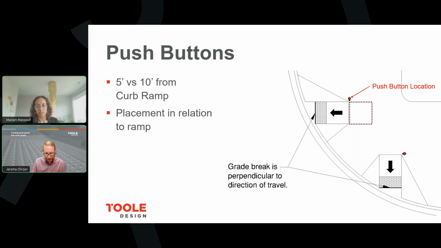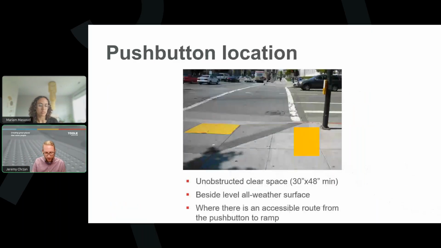So this is just illustrating you have that landing, and tucking that push button in the corner both helps to keep it out of the way and maximize the usable space of the sidewalk and the curb ramp itself, providing it in a place that's easily found and is still accessible. So what I'm talking about here is that rather than needing a 4-foot by 4-foot area, you really just need a 30-inch by 48-inch area that is clear and unobstructed adjacent to that push button so that it can be pressed.